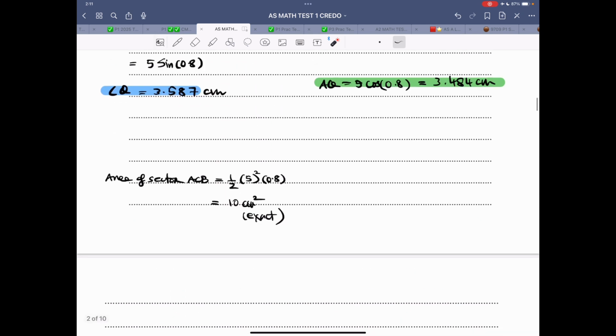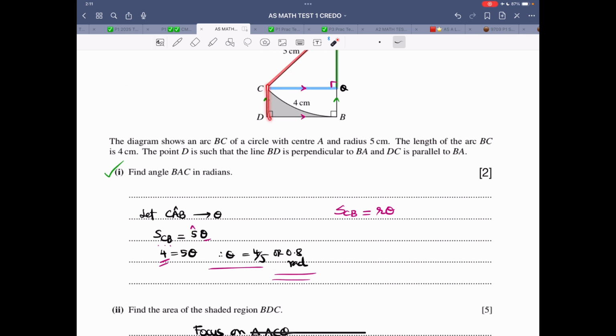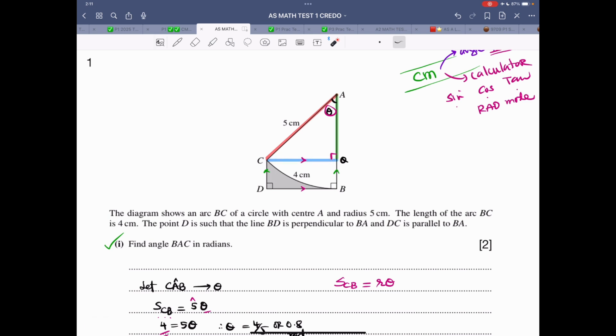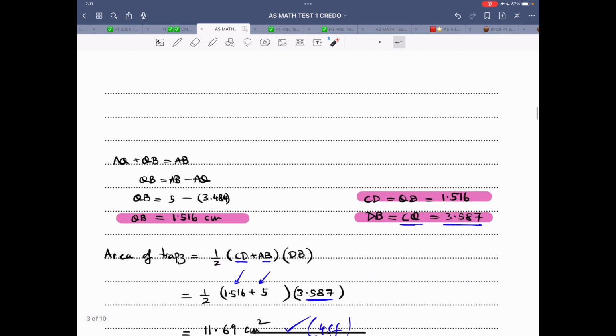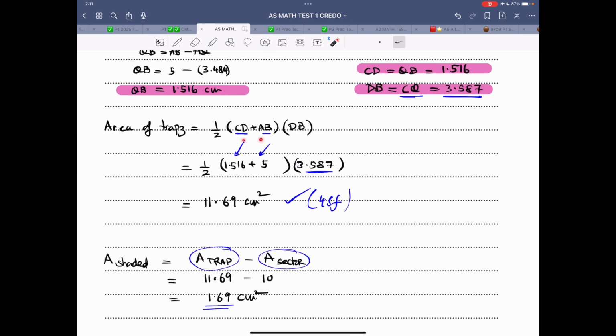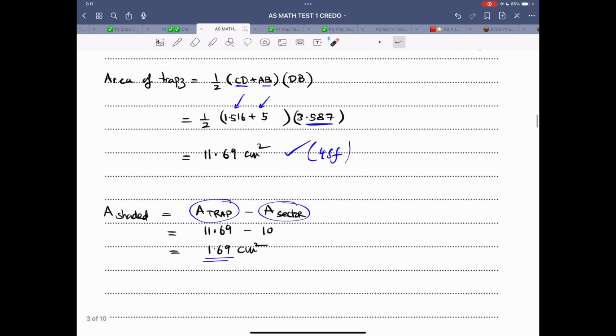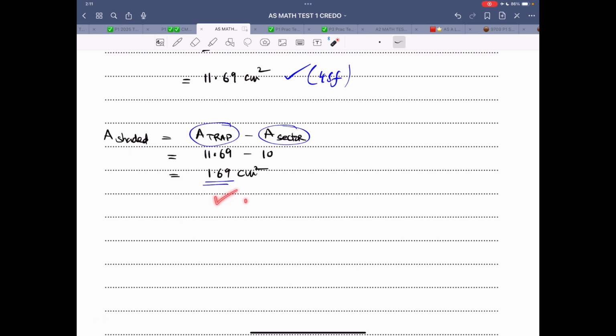DB is the same thing as CQ. CD is the same thing as QB and DB is the same thing as CQ. So CQ was already known. So now this will be the height for the trapezium. These two are parallel sides. That is how you find the area of trapezium: half CD plus AB multiplied with height. Don't forget the half. This comes out to be 11.69 working in 4SF. And over here, the area of the sector, that is half r squared theta. That is exact. The difference between the two, that is this answer, correct to 3 significant figures. That is the final answer over here.